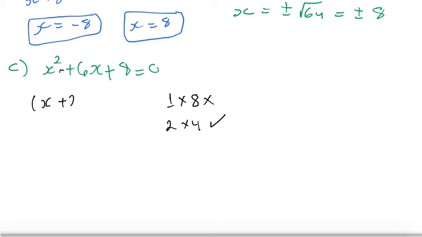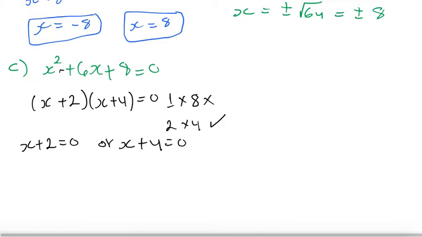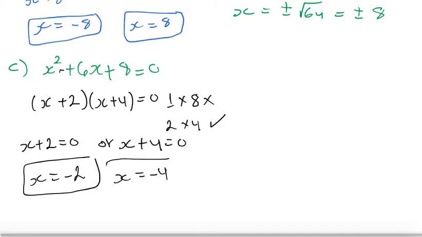So you can go ahead and just do it like this. x plus 2, x plus 4 equal to 0. And if you want to check your work, you can just redistribute this into this and you get the same expression. So at the end of the day, x plus 2 is equal to 0, or x plus 4 equals to 0. That gives me x equal to negative 2, or x equal to negative 4. So these two values satisfy the equation above.